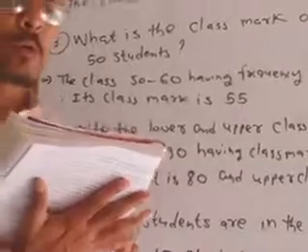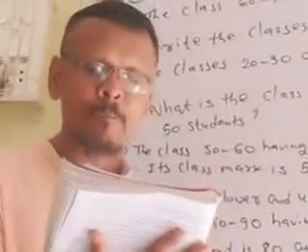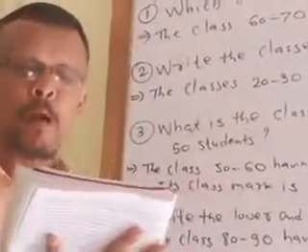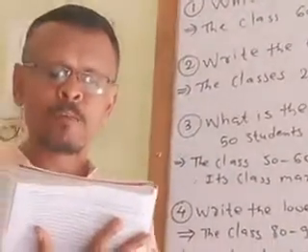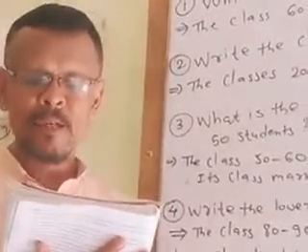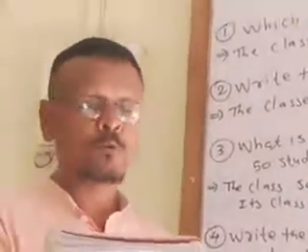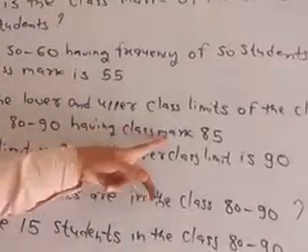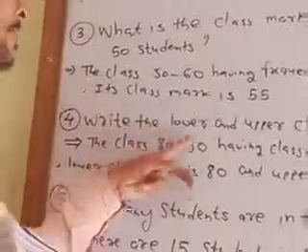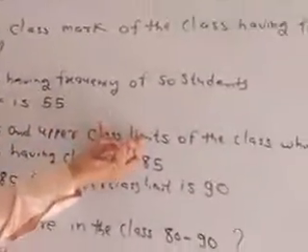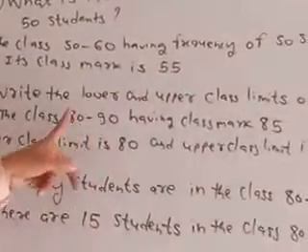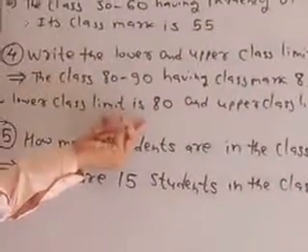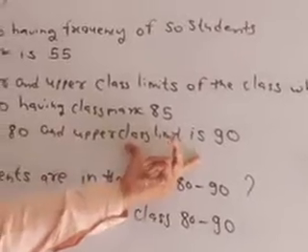Question number 4. Write the lower and upper class limits of the class whose class mark is 85. The class whose class mark is 85 is 80 to 90. So the class 80 to 90 has class mark 85. What do we have to write as the answer? Lower class limit and upper class limit. So the lower class limit is 80 and the upper class limit is 90.